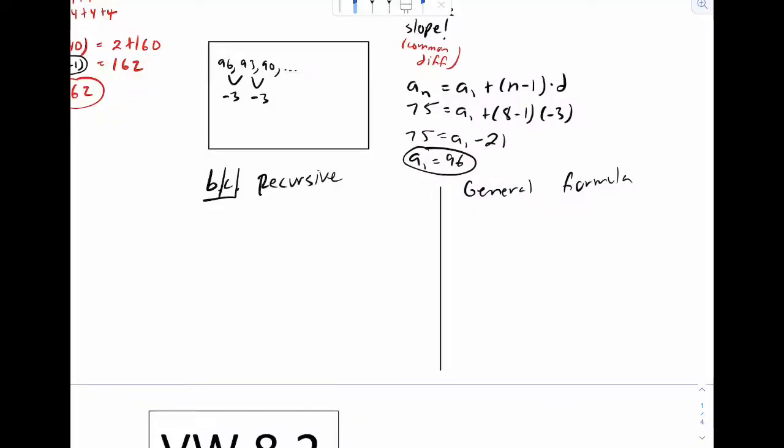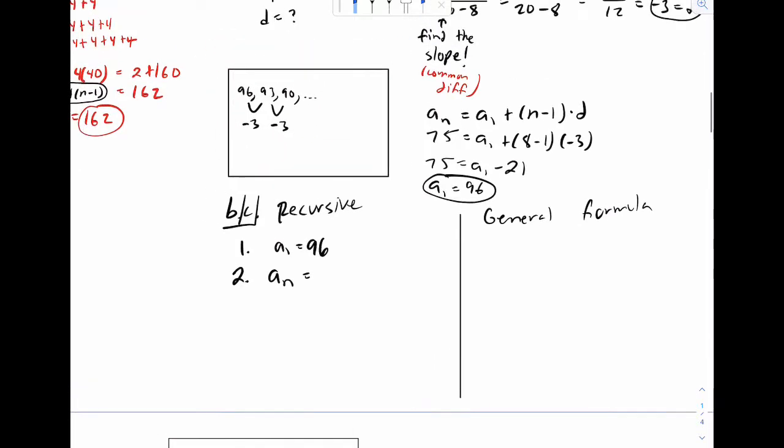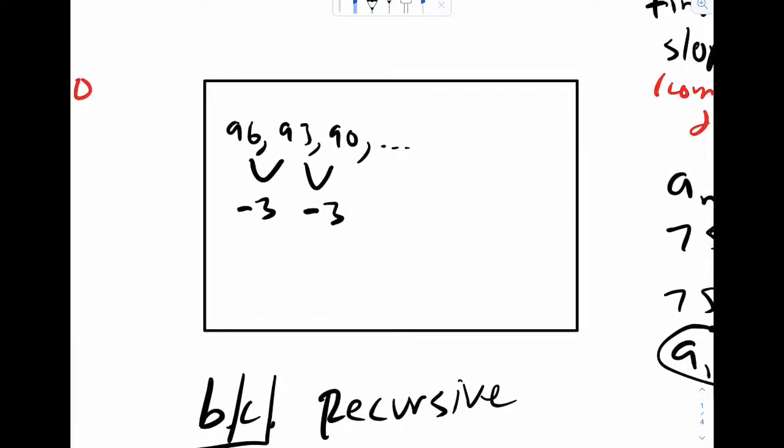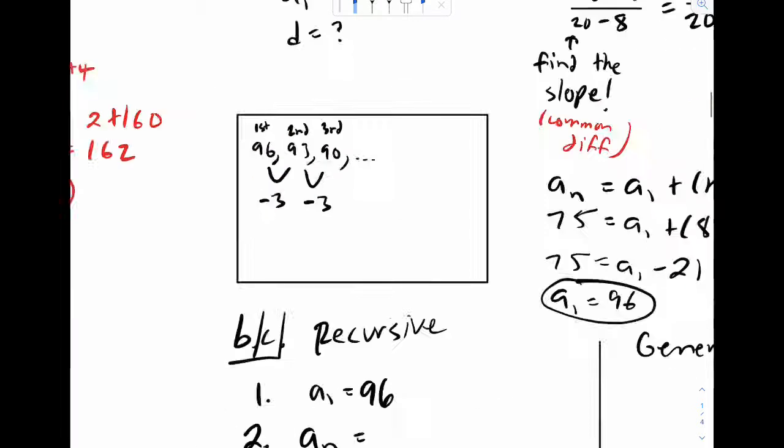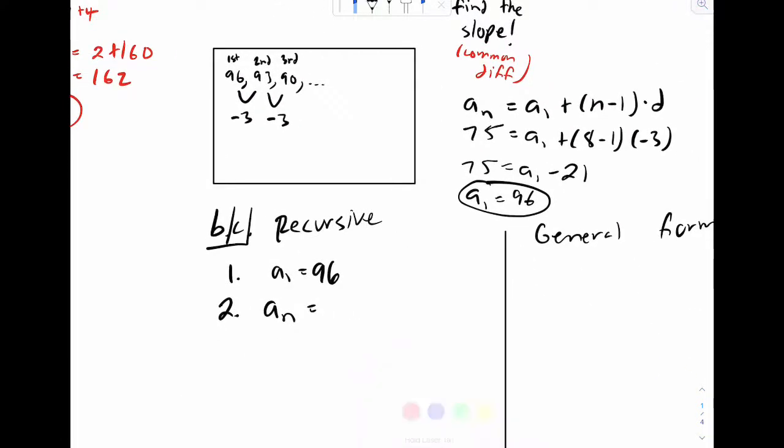Now, in order to create these formulas, we're going to have to focus on 3 pieces. So again, we're talking about creating your recursive formulas. The first piece is to define the first term. So in our case, 96. The second piece is to write the formula. So a sub n is equal to something. What I've done up here is recreate the sequence for you. So you can see that the first term is 96, the second term is 93, the third term is 90, and you can see that we're going down by 3 every time. So that should help us understand what to do.